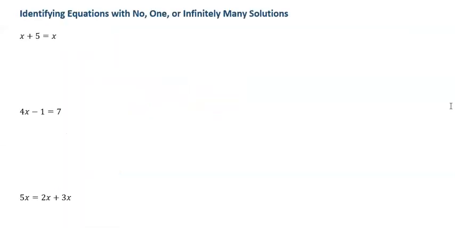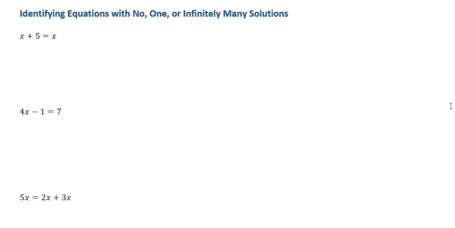Okay, I want to just talk to you a little bit about identifying equations with no solutions, one solution, or infinitely many solutions. And I've got all 3 examples here. And I just want you to take a look at these and think about how they could possibly happen, and if they are possible. So x plus 5 equals x. So I just want you to think about this.